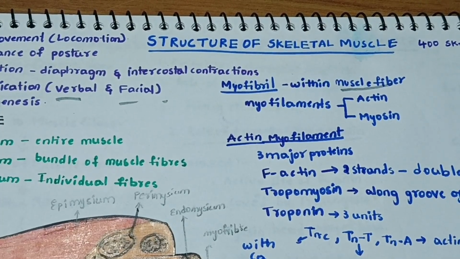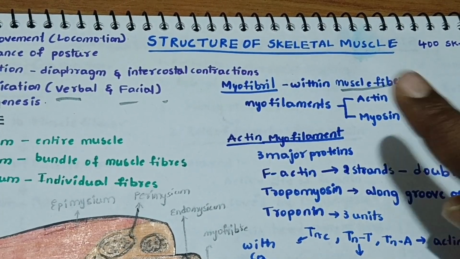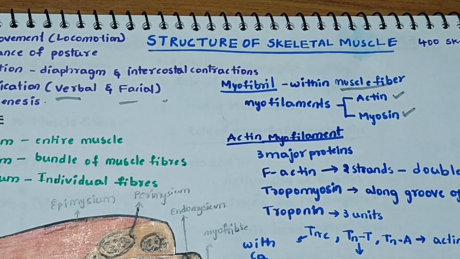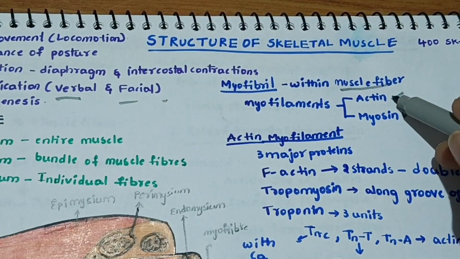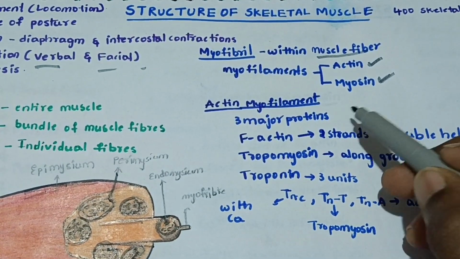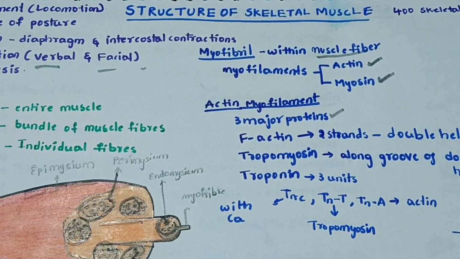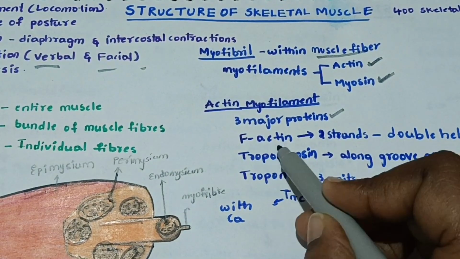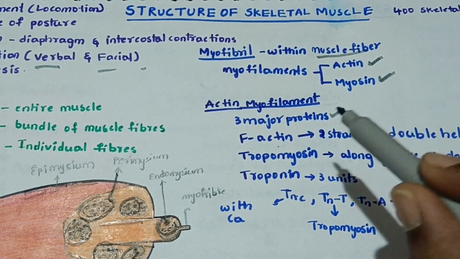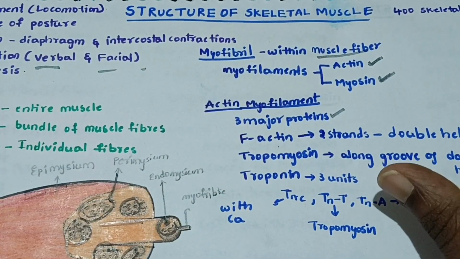Now the myofibrils are composed of myofilaments. Each myofilament contains two protein components, actin and myosin. Myofibrils contain actin filament and myosin filament. The actin filament again contains three major proteins. What are they? F-actin, tropomyosin and troponin. The F-actin again contains two strands, present through the complete length of the actin filament.